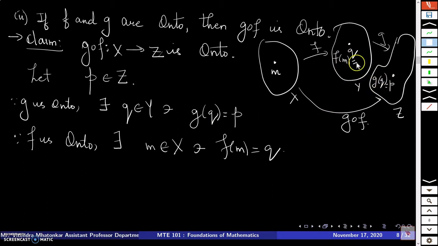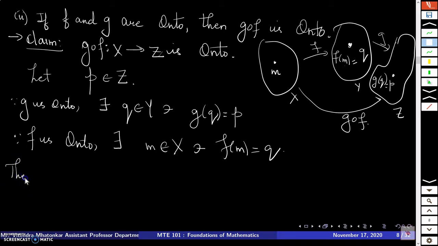Fine. So I can write that q. I just erase that q and I'll write it here. So that's the point q. So finally, what we have is g of q is equal to p and f of m is equal to q. Right? Then what is g composite f of m?